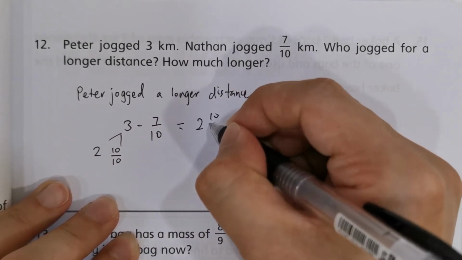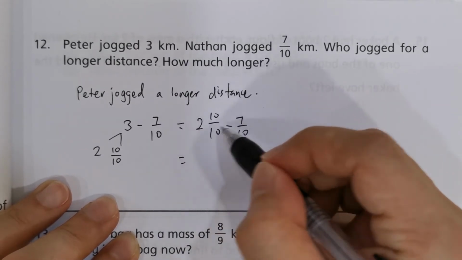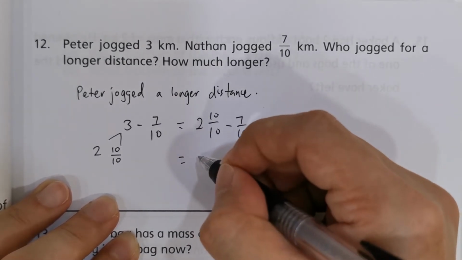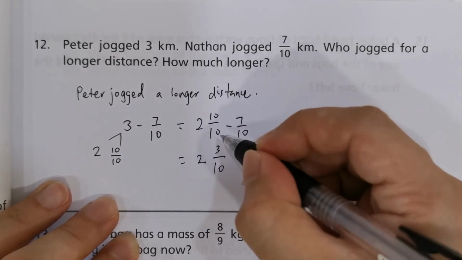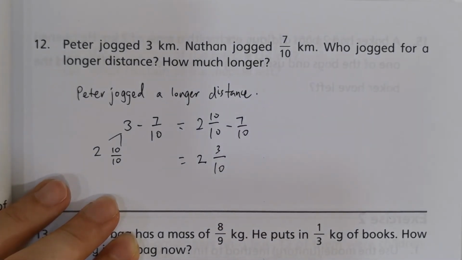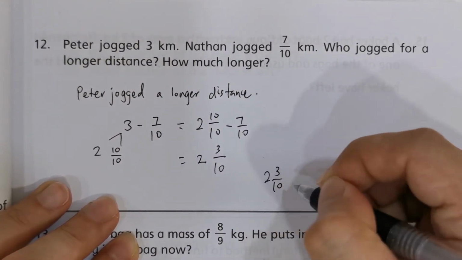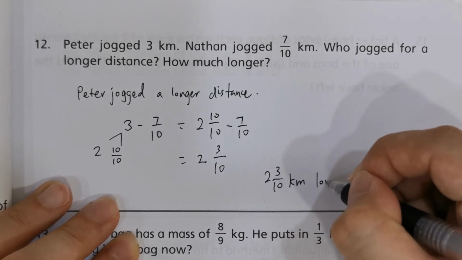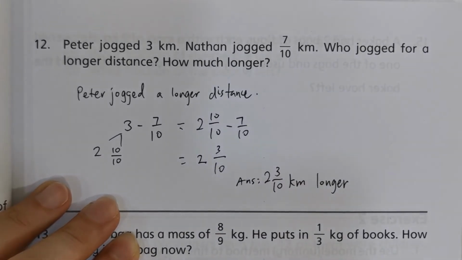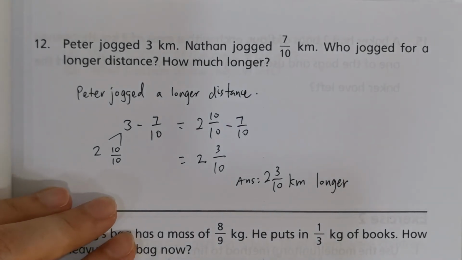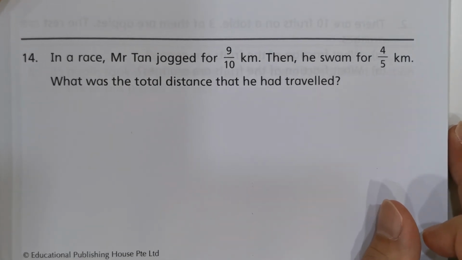So 2 whole, 10 over 10, minus 7 over 10. 2 whole minus no whole, so it is still 2 whole. 10 minus 7, you get 3 over 10. Remember, denominator is still the same. So how much longer? 2 and 3 over 10 kilometers longer. So that will be your answer. Okay? Now, the last question that I'm going to do as an example is question number 14.